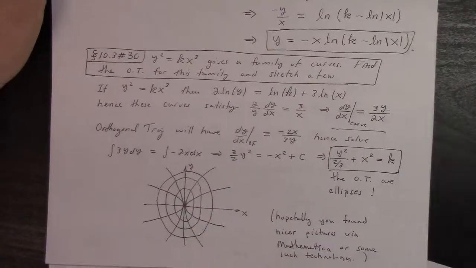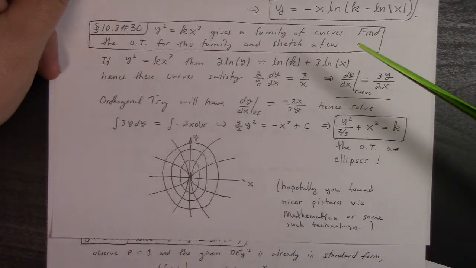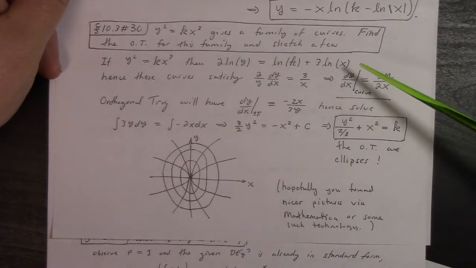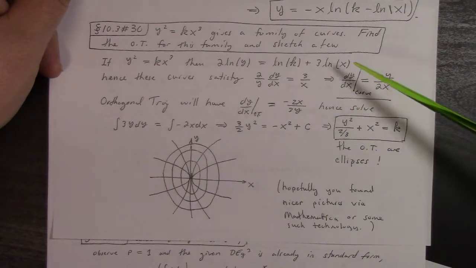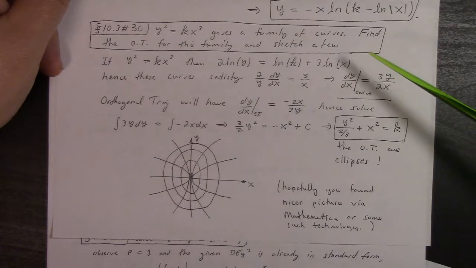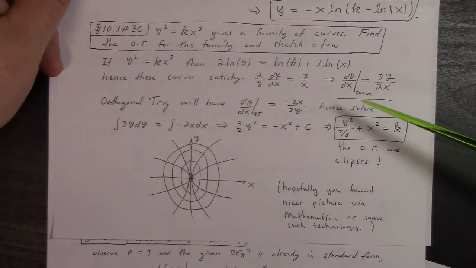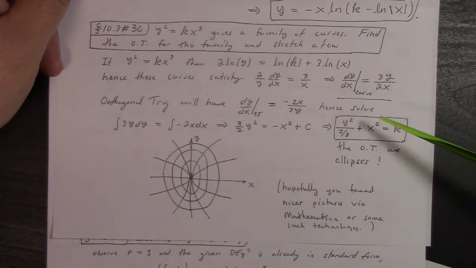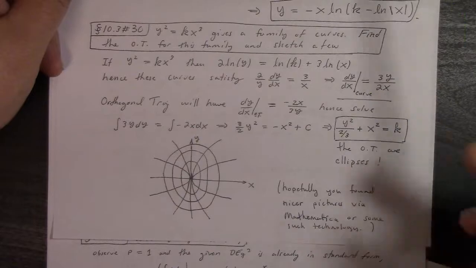Number 30 is nice. This is an orthogonal trajectory problem. This was a little bit different than the ones I've worked before, but the principle remains the same. Find the differential equation that the given family satisfies, and form the negative reciprocal to find the orthogonal trajectories.